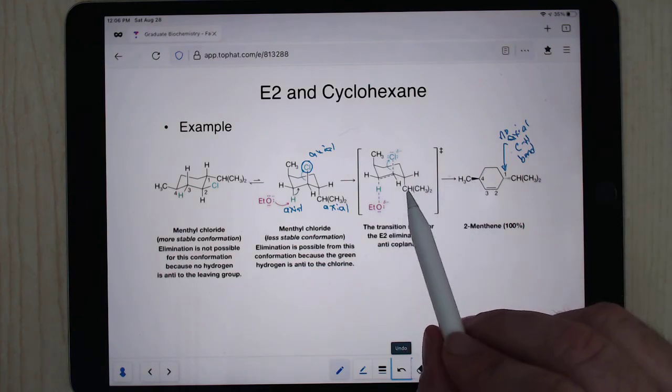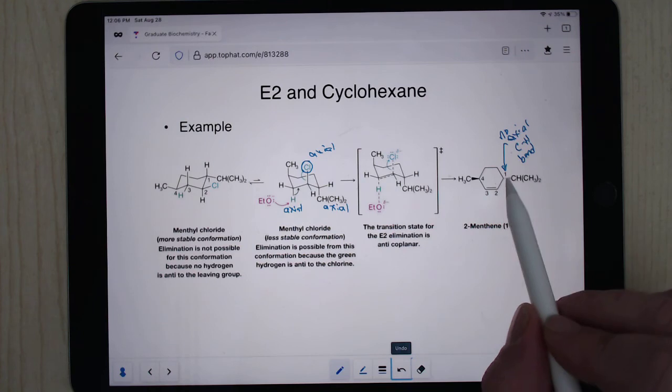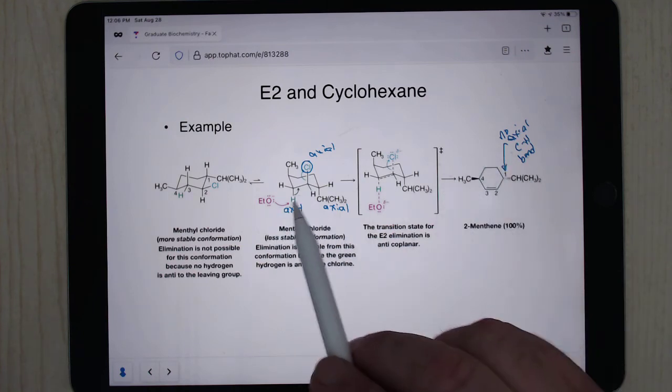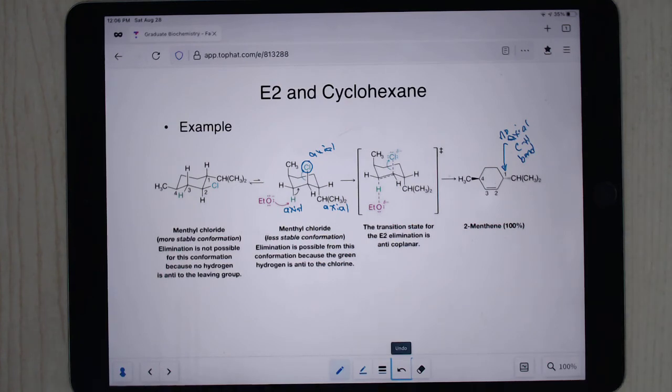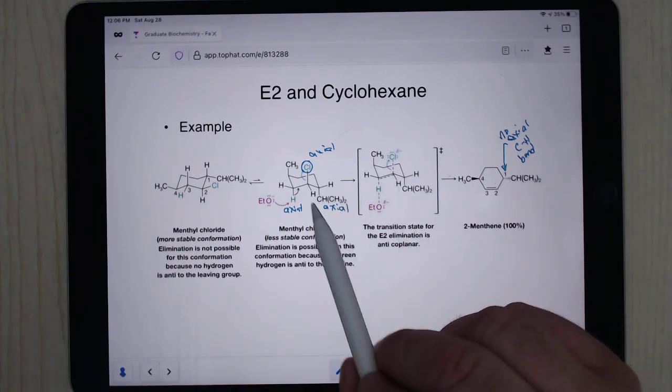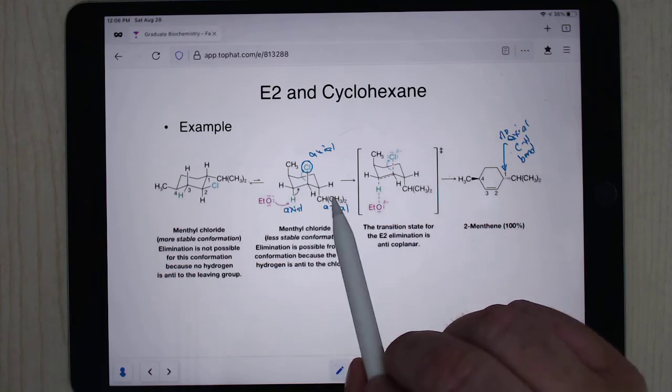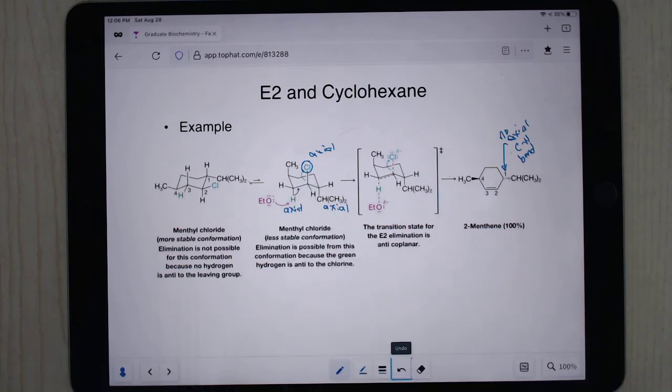Okay, there was never one here, so we can't make it between 1 and 2, so this is the only product. Okay, so we have to make sure that we understand when our leaving group, this chlorine, is axial, we need to look at the adjacent carbons to make sure that there's at least one where the adjacent CH bond is also axial. If it's not, then it can't get in the correct orientation to do an E2 reaction.